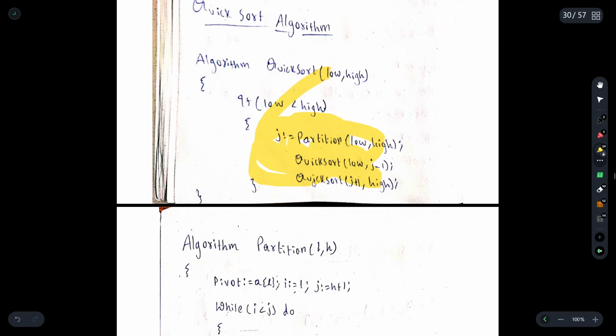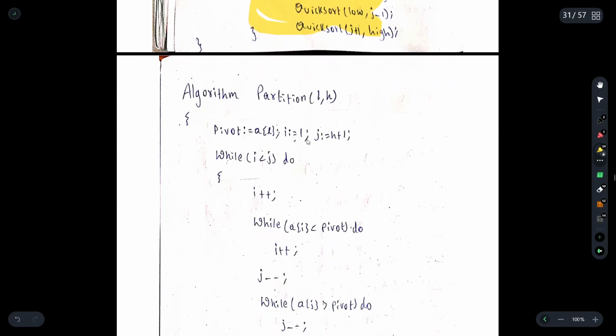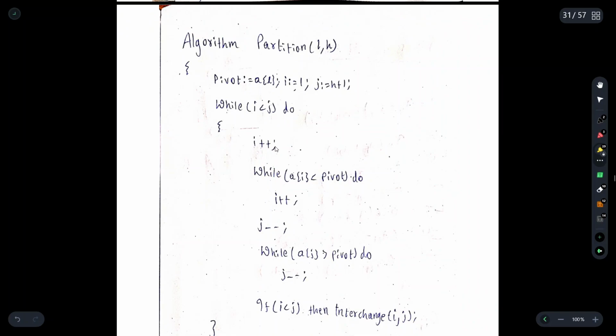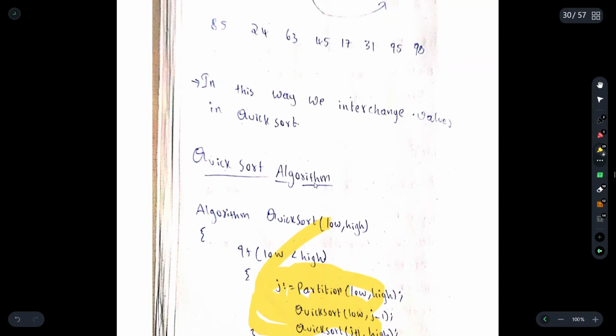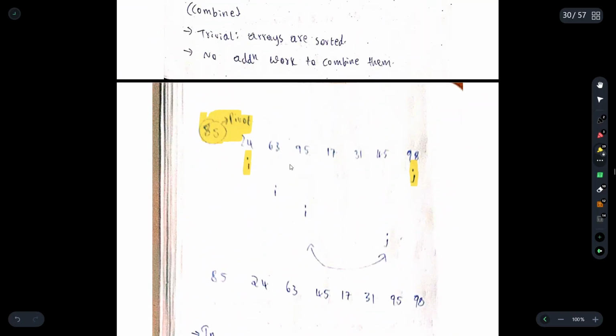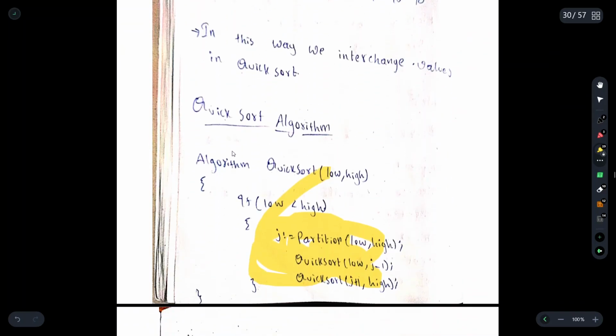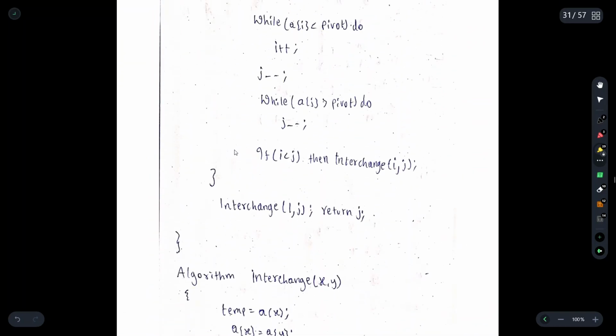So we will partition the array here and also perform the quick sort. We will consider one of the elements as the pivot element, and then we start with i equal to low and j equal to high plus 1. While i is less than j, i plus plus: while a of i is less than pivot, do i plus plus. Then while a of j is greater than pivot, do j minus minus.